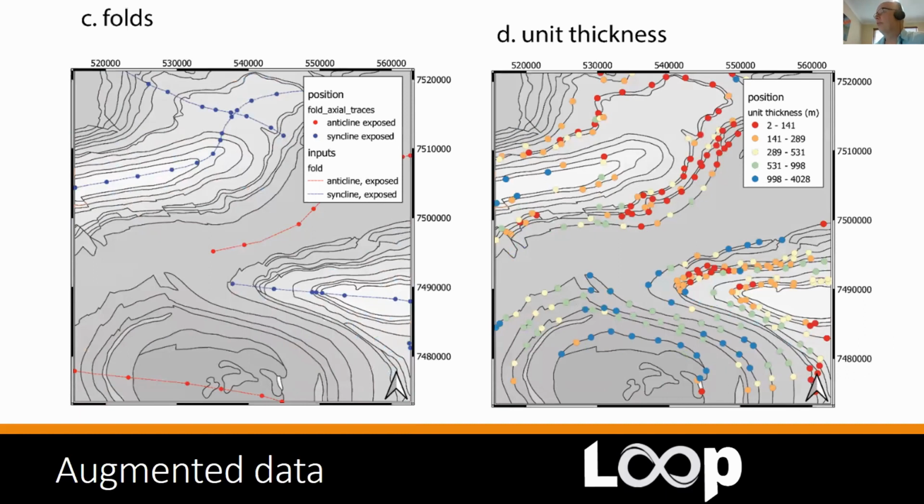The folds, we do the same sort of thing. We can get the fold axial trace, and from the mapped information, we can work out whether they're anticlines or synclines. One of the things that we can calculate, because we know we can estimate where the contact is, and we can estimate what the dip of the bedding is, we can actually make local estimates of unit thickness, not just apparent thickness, but estimated true thickness, which sounds like a tautology and probably is.